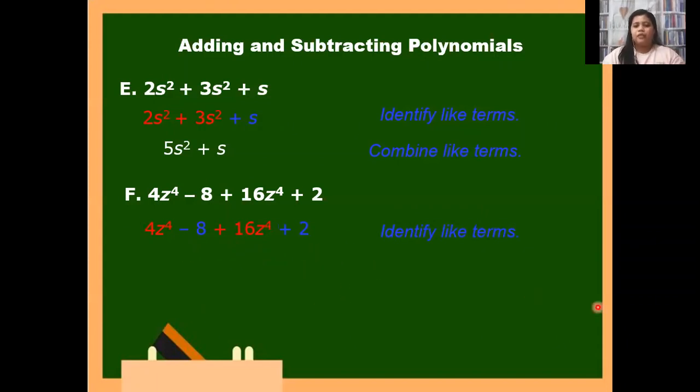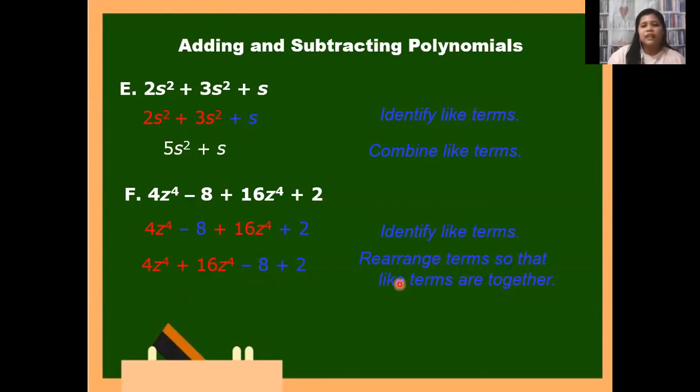So, after identifying the like terms, since it's not yet arranged, we need to rearrange terms so that like terms are together. So, we will rearrange it and it will become like this. Again, I would like to remind you that when you are rearranging terms, do not forget to include the operation or the sign of each term. Okay? Take note of that.